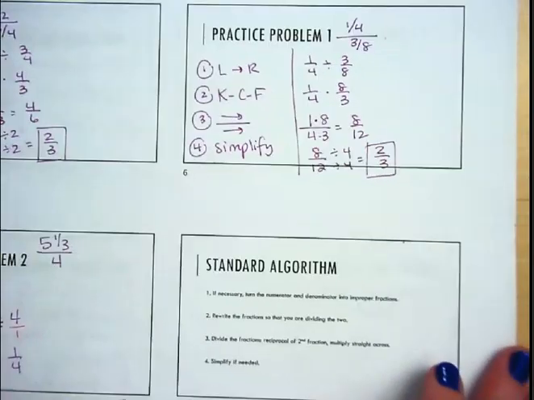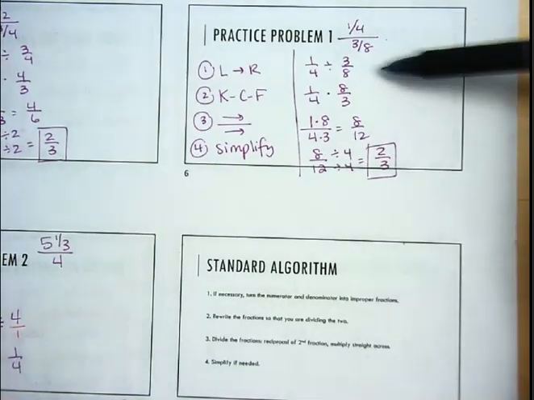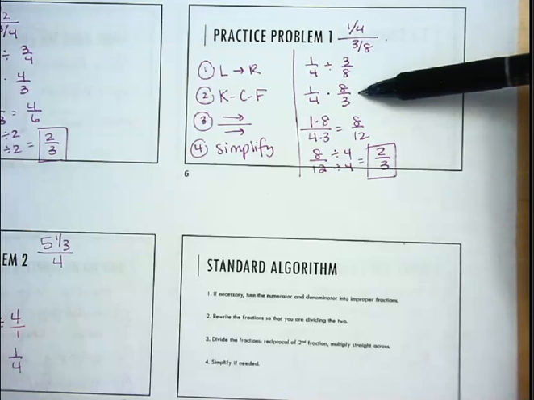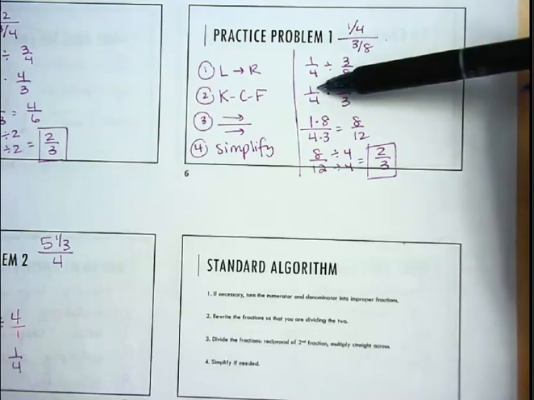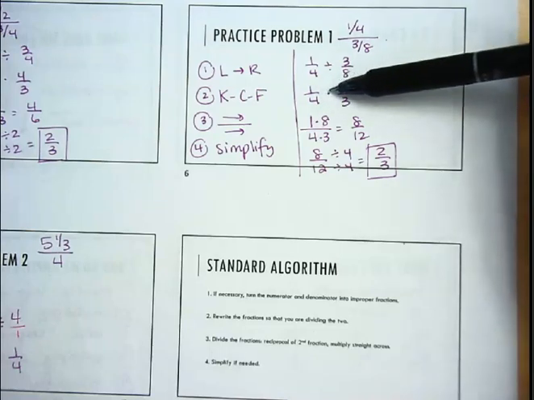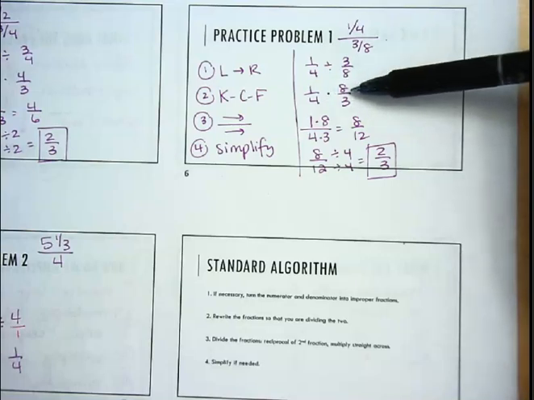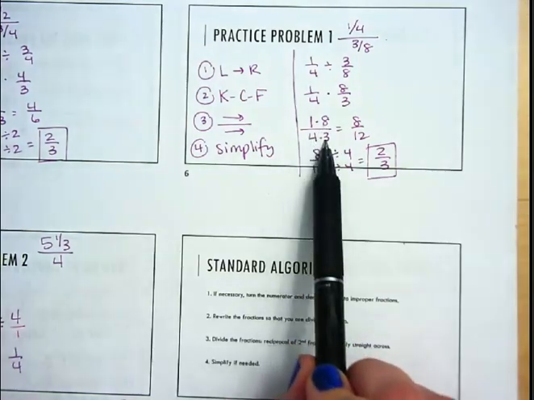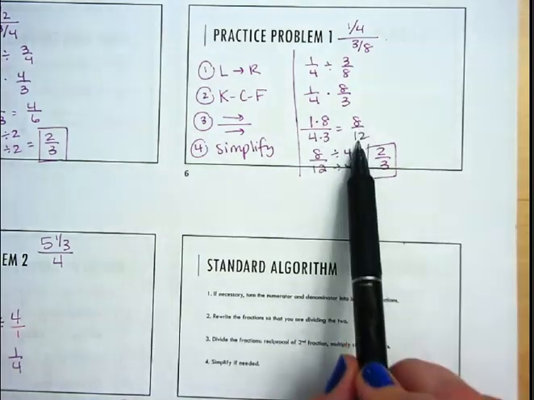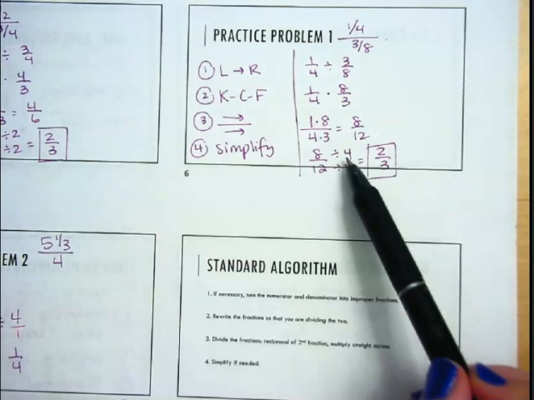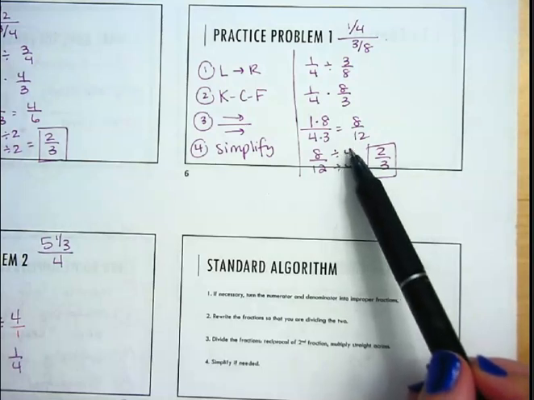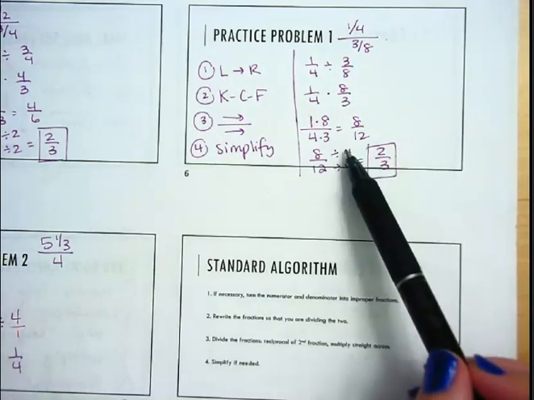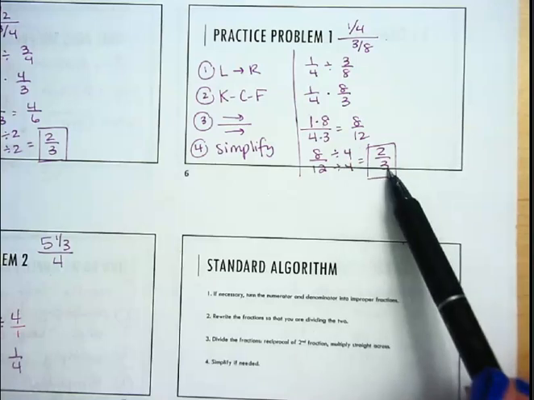Here is my work. I started writing it left to right. Then I did multiply by the reciprocal, or keep the first one the same, change division to multiply, and flip the second fraction. Then I multiplied the numerators and the denominators. That gave me 8/12. And I divided their common factor out, or I should say their greatest common factor. Divide out 4, and I get 2/3.